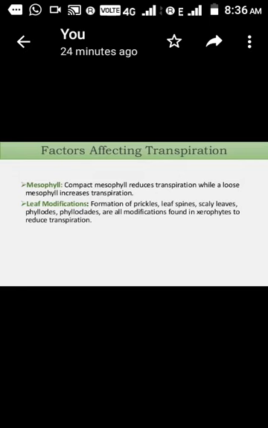Another is leaf modifications. As we have already discussed, there are modifications of leaves specifically for the reduction of transpiration, meaning the formation of prickles, leaf spines, scaly leaves, phylloclades. These are some of the modifications of leaves found specifically in xerophytic plants, just for the sake of reducing transpiration, so that they can conserve their water as much as possible. So these are some of the factors of plants which affect transpiration.